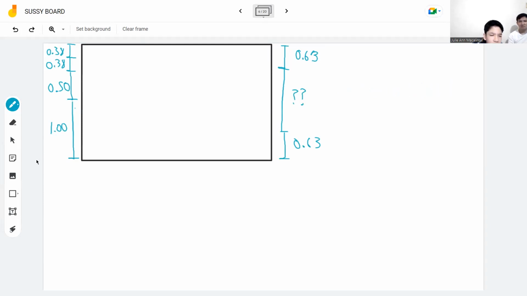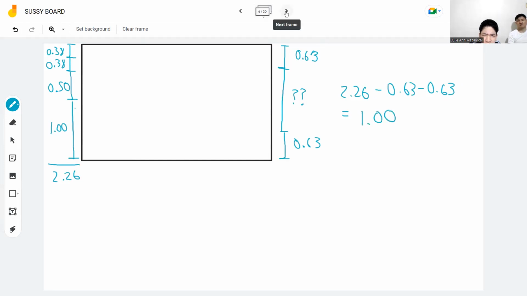Thankfully, the internet is fast today. So the sum of this is 2.26 inches in the figure. So 2.26 minus 0.63 minus 0.63, or minus 2 times 0.63, is equal to 1.00. How remarkable.